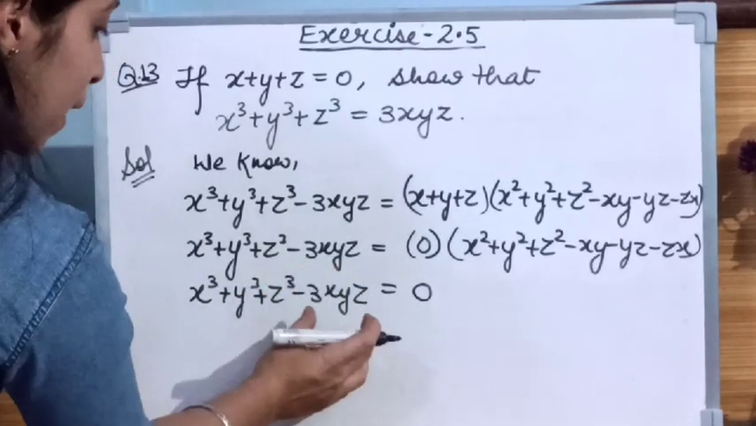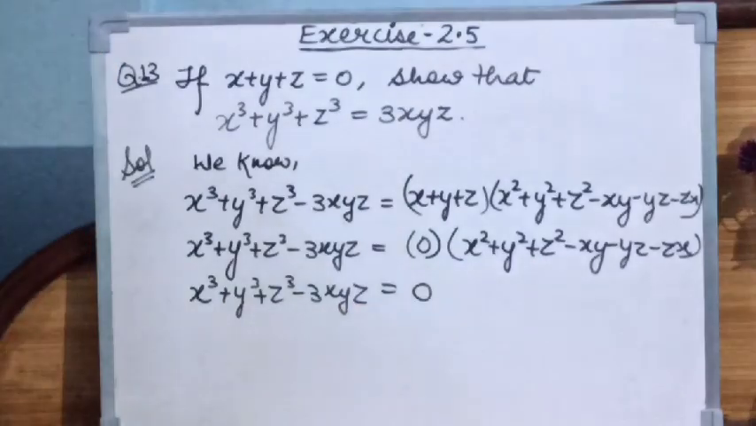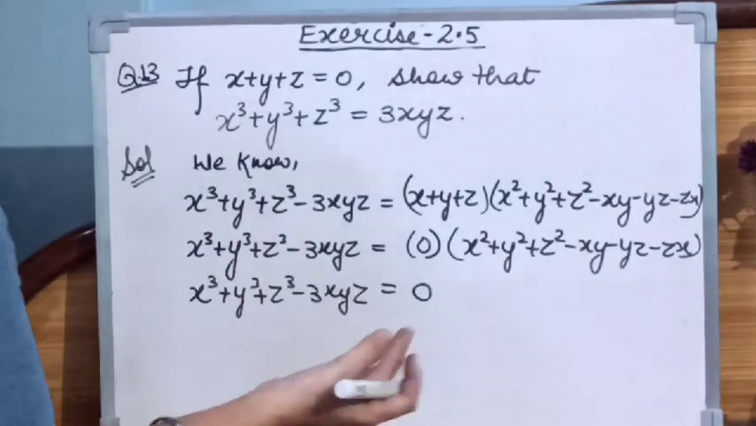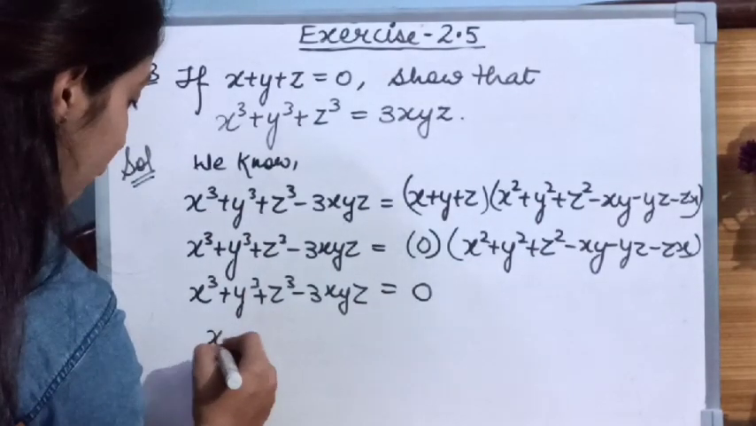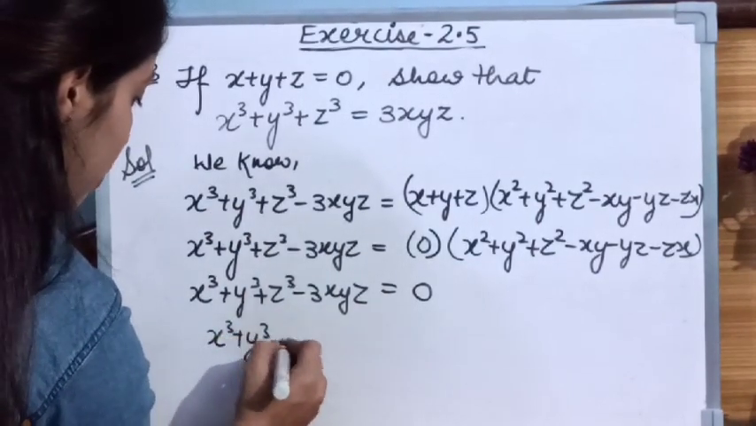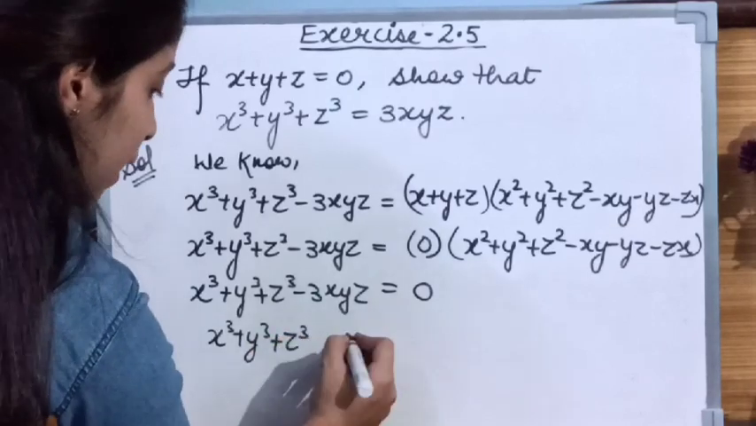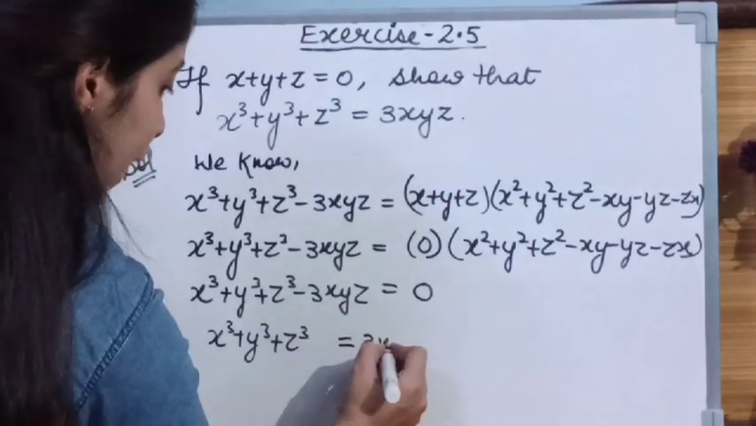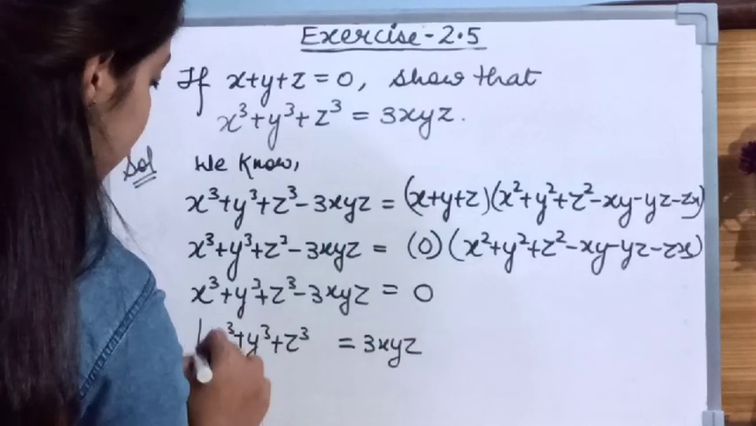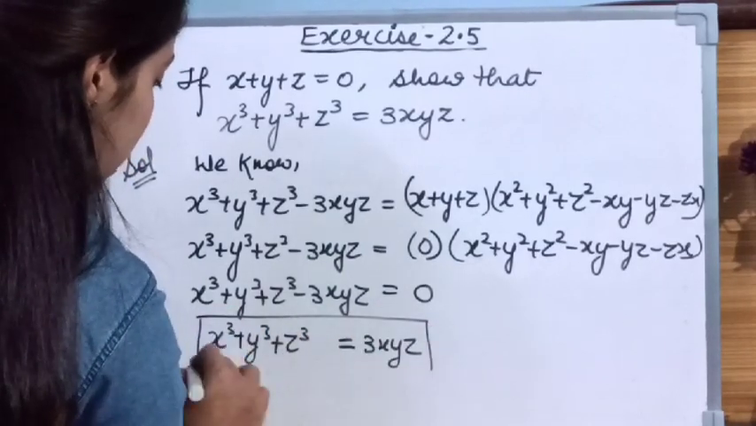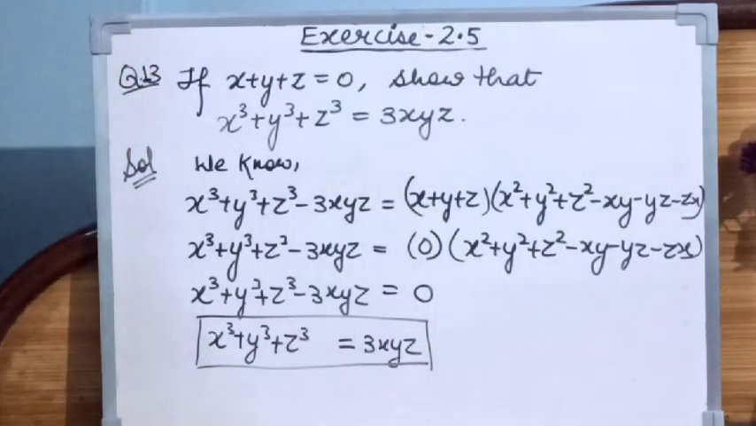Now as you know, when I take this minus 3xyz to the opposite side, its sign is going to be converted. So it is x cube plus y cube plus z cube, and it is equal to 3xyz. And students, you can see this is what we had to show. So we have shown it, and this is the end of our question number 13.